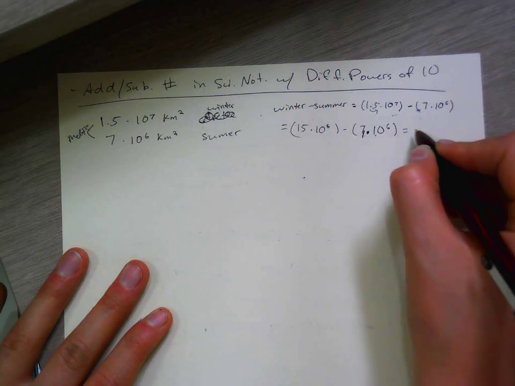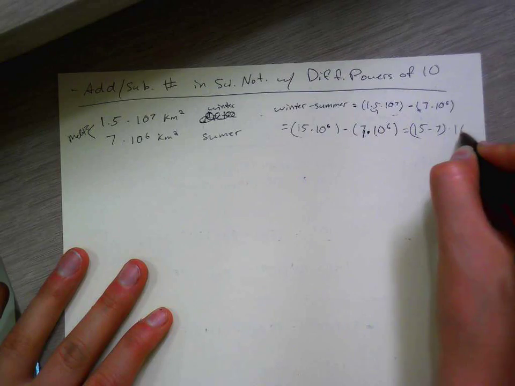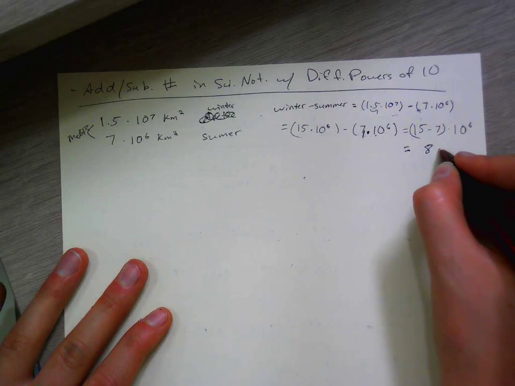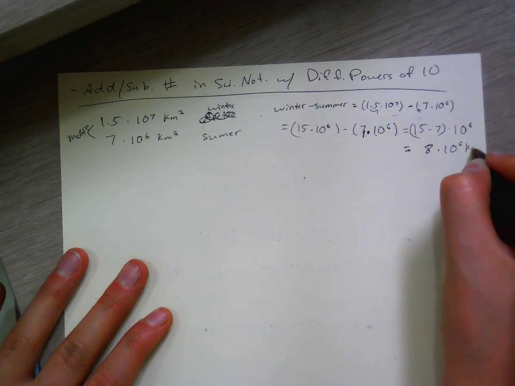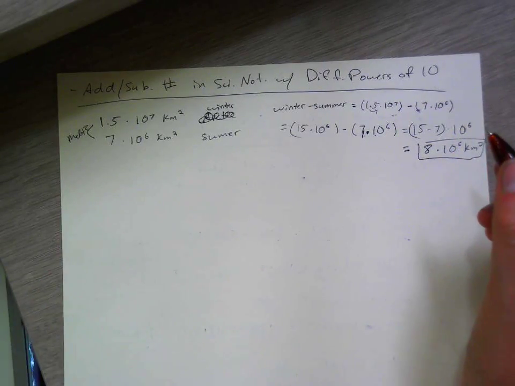Now that they're the same, you can say 15 minus 7 times 10 to the power of 6 equals 8 times 10 to the power of 6. Remember to include your units, kilometers squared. That's how much ice melted. Okay?